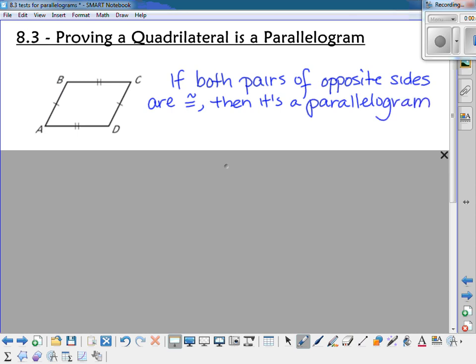So in our figure here, we've got that AB is congruent to CD and AD is congruent to BC. So if both of those are true, then it means ABCD is a parallelogram.